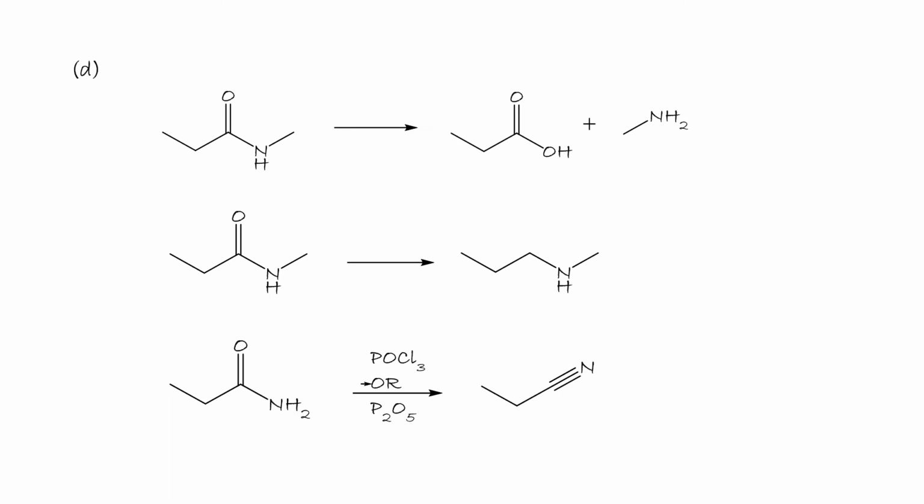Now, how can we get from amide to carboxylic acid? Hydrolysis, either acid hydrolysis or base hydrolysis. If you use base hydrolysis, you have to acidify the reaction mixture later on. How can we get from amide to amine? Lithium aluminum hydride reduction. How can we get from amide to nitrile? Elimination of water using phosphorus oxychloride or phosphorus pentoxide.